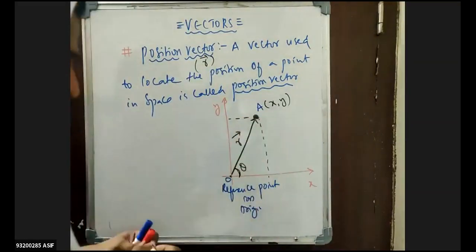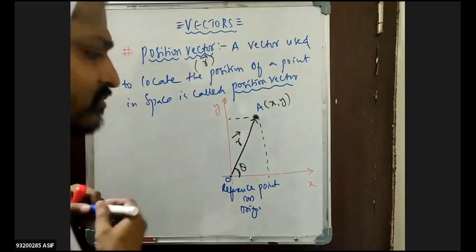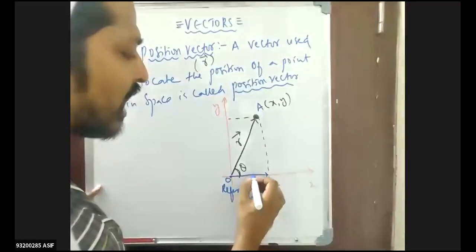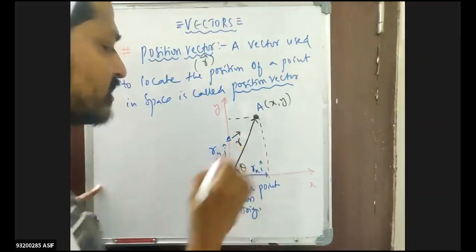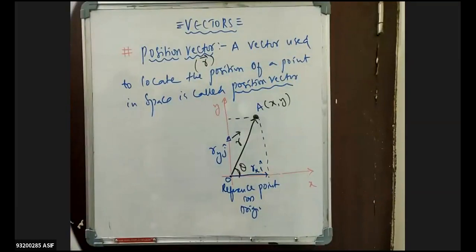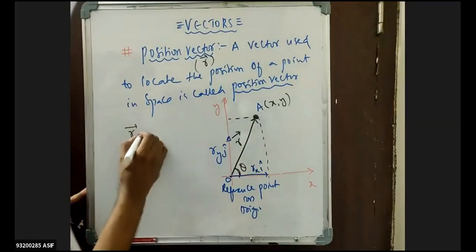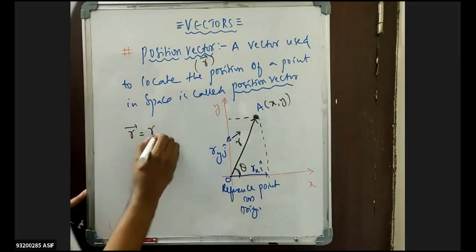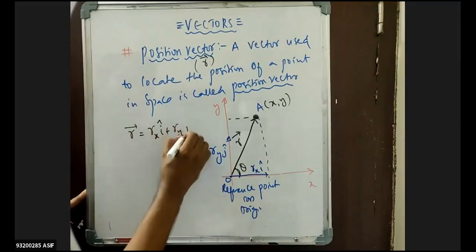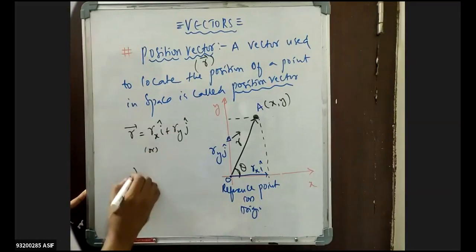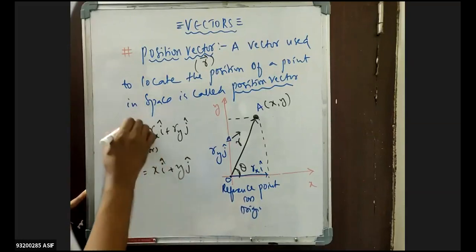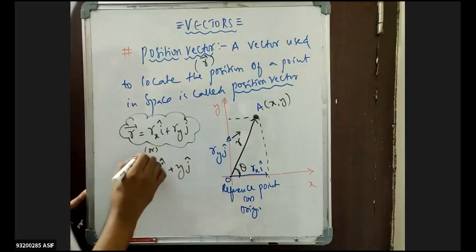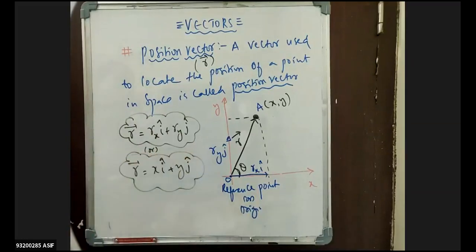Now if I resolve this vector into components, along the x-axis it becomes Rx i cap, and along the y-axis it becomes Ry j cap. That means the position vector R bar can be written as R bar equals x i cap plus y j cap. Anything you feel comfortable with, you can write, that's not a problem. So R bar equals x i cap plus y j cap.